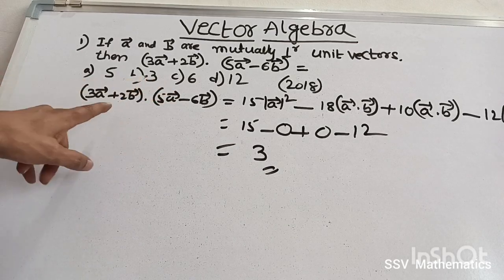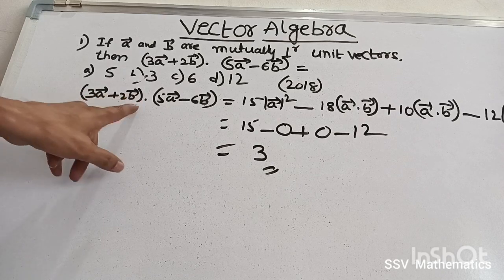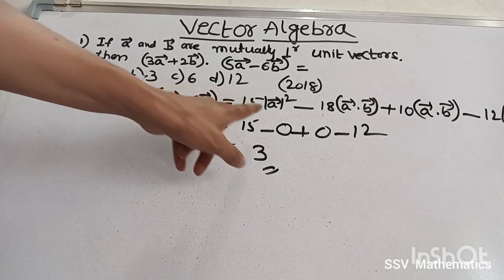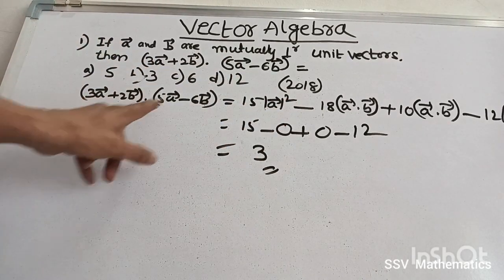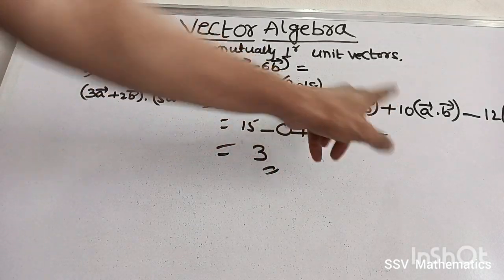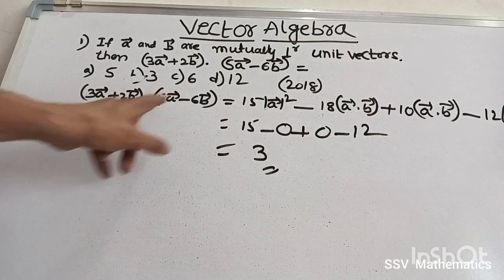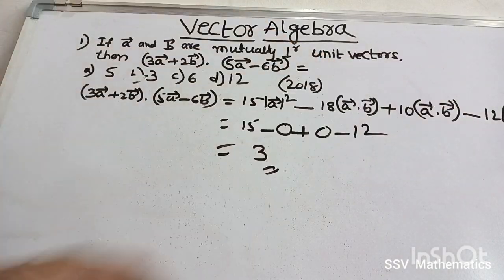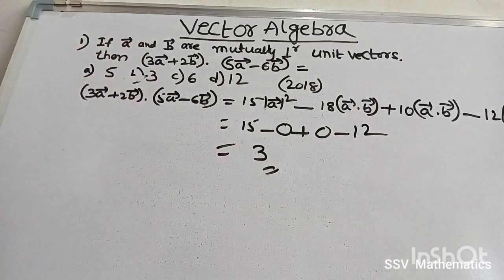So do find the dot product of these two vectors. 3a dot 5a, 3 into 5, 15, a dot a is equal to magnitude of a squared. Plus into minus, minus 3a dot 6b, 3 into 6, 18, a dot b. Next, plus into plus, plus 2b dot 5a, 2 into 5, 10, b dot a, equal to a dot b, because dot product is commutative. b dot a is equal to a dot b.